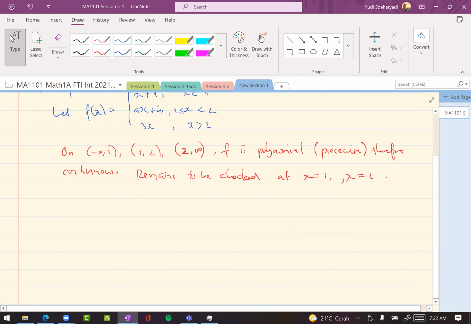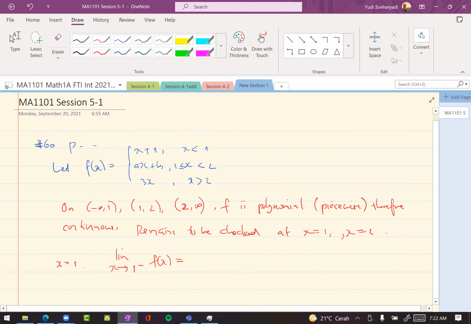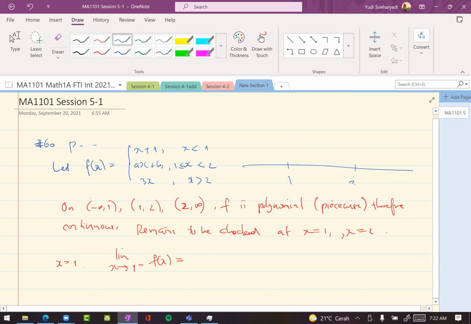Okay, so let's see. On these three parts, f is a polynomial, therefore continuous. So it remains to be checked at 1 and 2. So let's see x from 1 from the left. Here what you have is these situations. Here you have x plus 1, you have ax plus b, you have 3x.